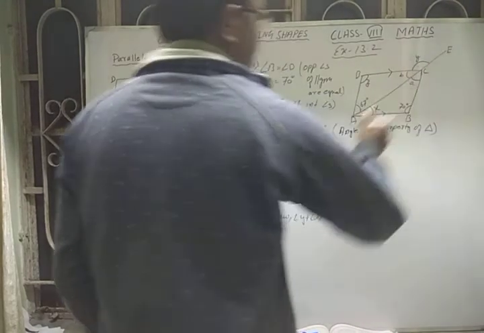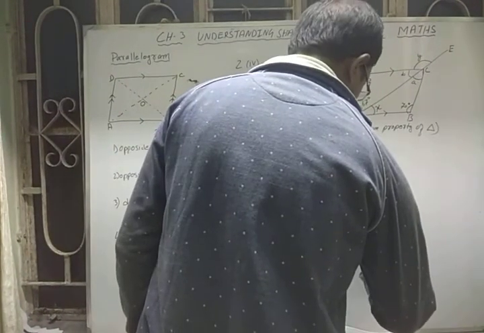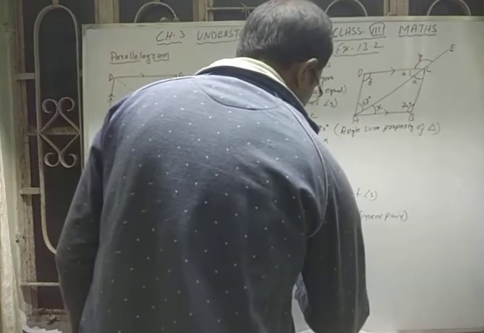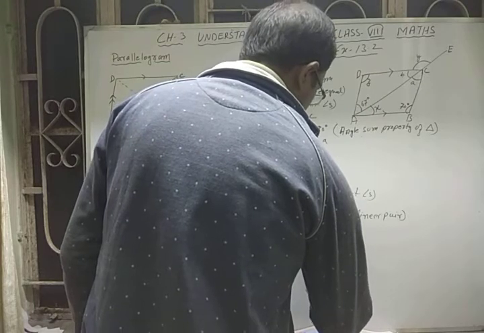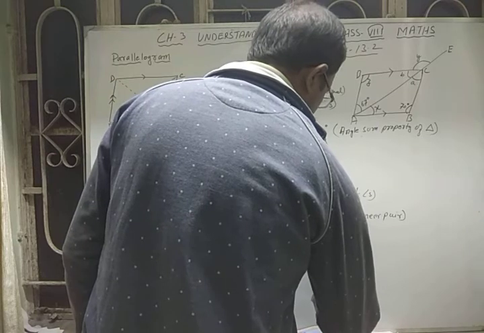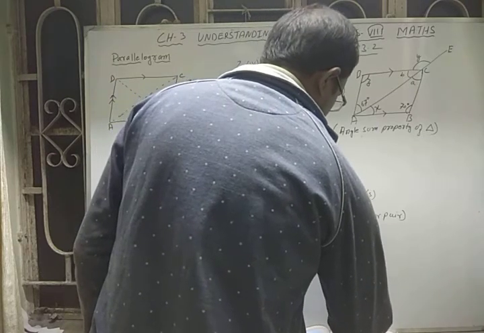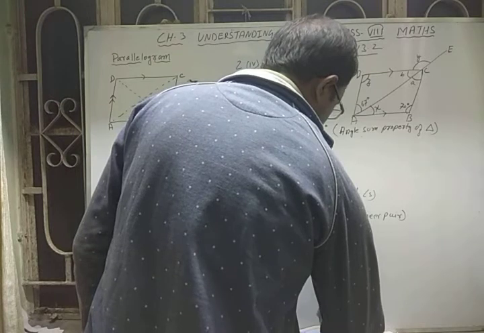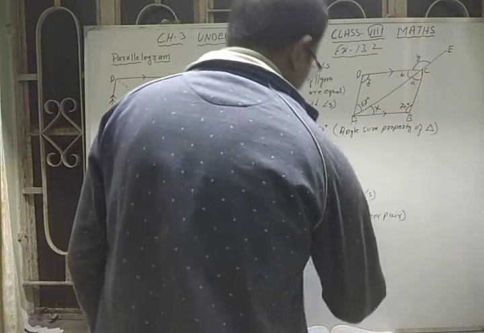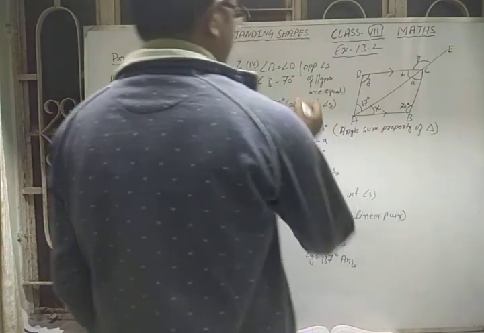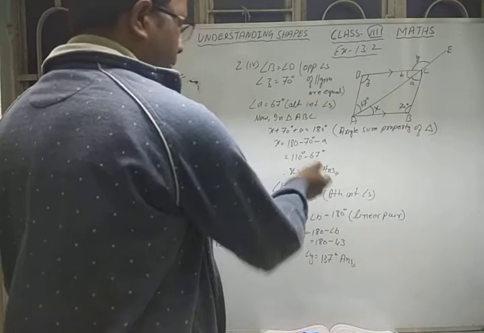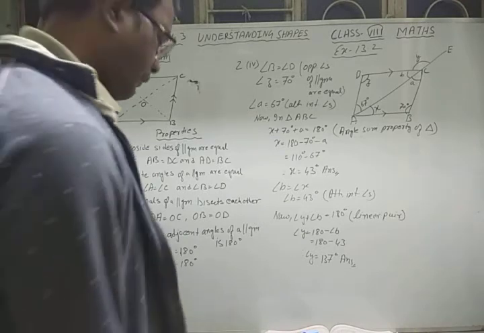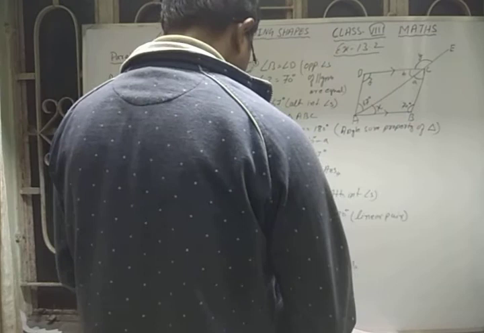Why 180 degrees? Because it is a straight line. So they are linear pairs, or you can write supplementary angles. So angle Y is equal to 180 degrees minus angle B, that is 180 degrees minus 43. Therefore angle Y is equal to 137 degrees. So we have got all the three answers: Z is 70, then X is 43, and last Y is equal to 137 degrees. So in this way you have to find these unknown angles.